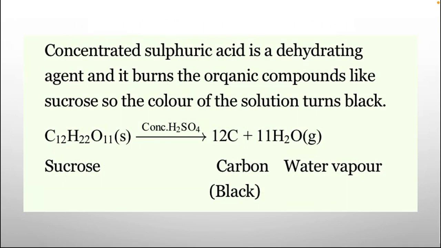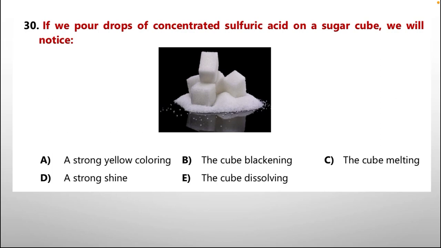So here is some explanation. Concentrated sulfuric acid is a dehydrating agent and it burns organic compounds like sucrose, so the color of the solution turns black. Carbon black and water vapors are what we get after putting concentrated sulfuric acid on sucrose. Here the answer we get is option B, the cube blackening. So this was the last question of our video.